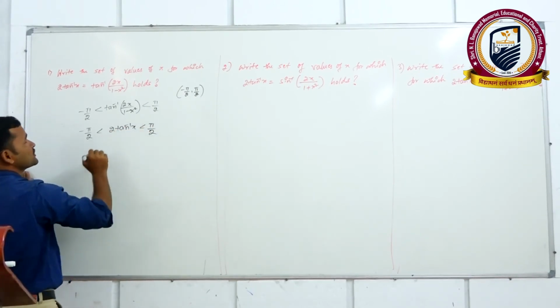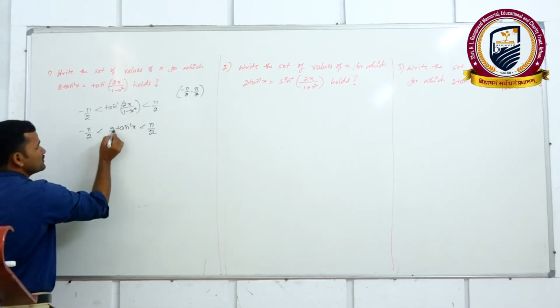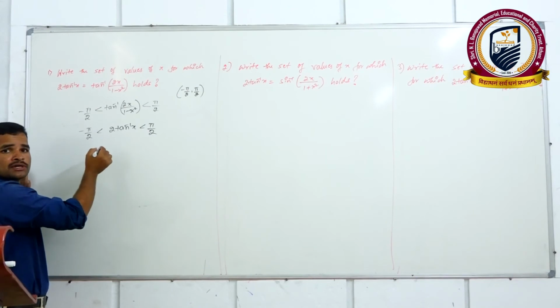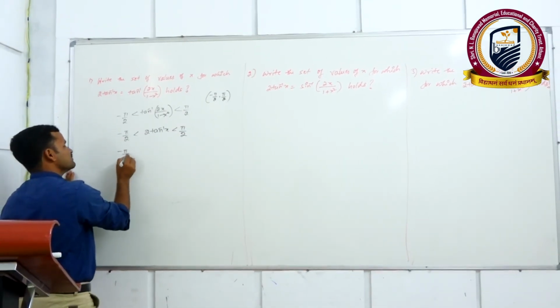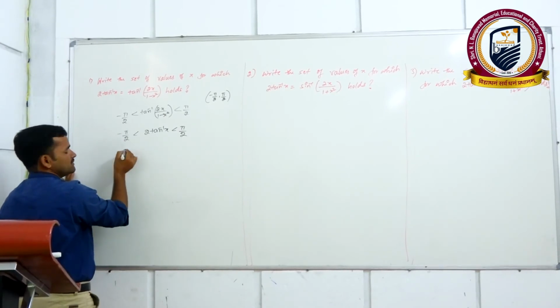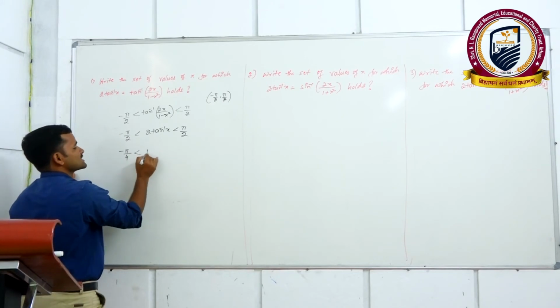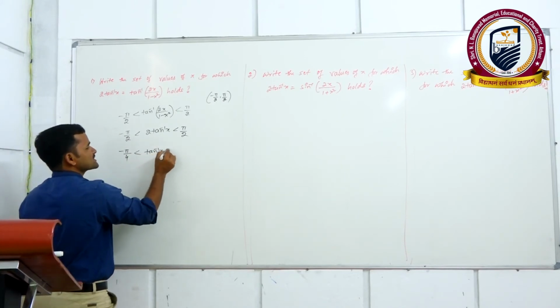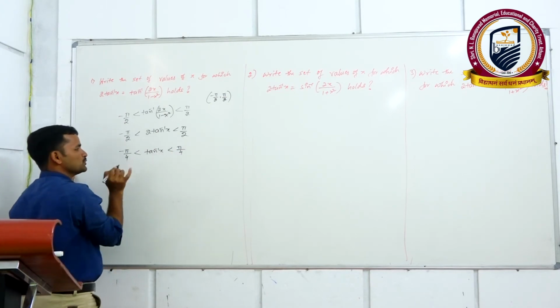Next, what I want here: what are the values of x? I have to separate for x. So what do you do? To cancel this 2, you divide throughout the equation by 2. Dividing by 2, pi by 2 by 2 means 90 by 2, it becomes 45, pi by 4. Less than tan inverse of x less than pi by 2 is nothing but pi by 4. Here the 2 gets cancelled.